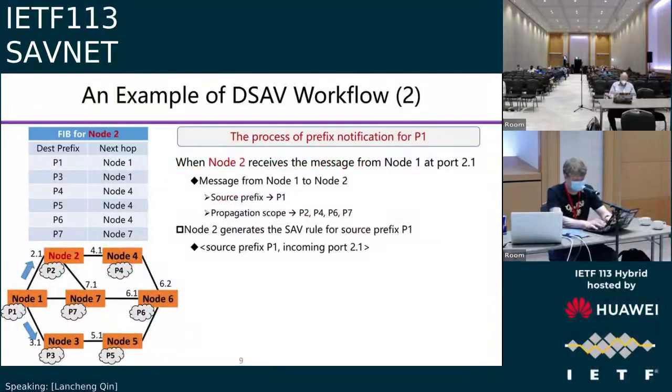Then, when node 2 receives the notification message from node 1 at port 2.1, it first generates the safe rule for source prefix P1. That is, it specifies the incoming port 2.1 as the valid incoming port for source prefix P1.